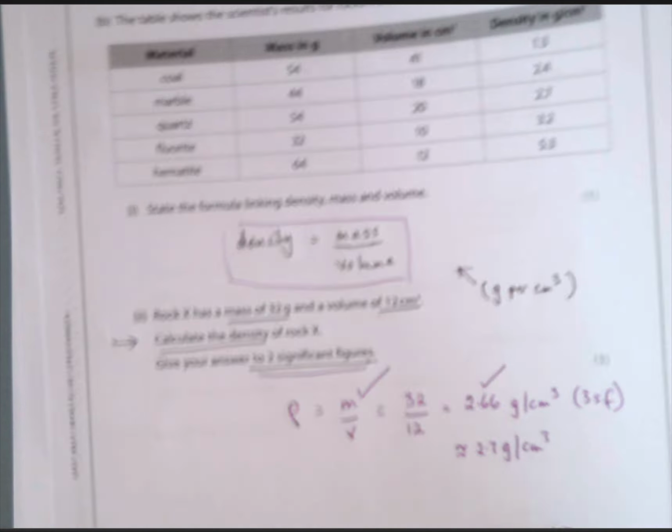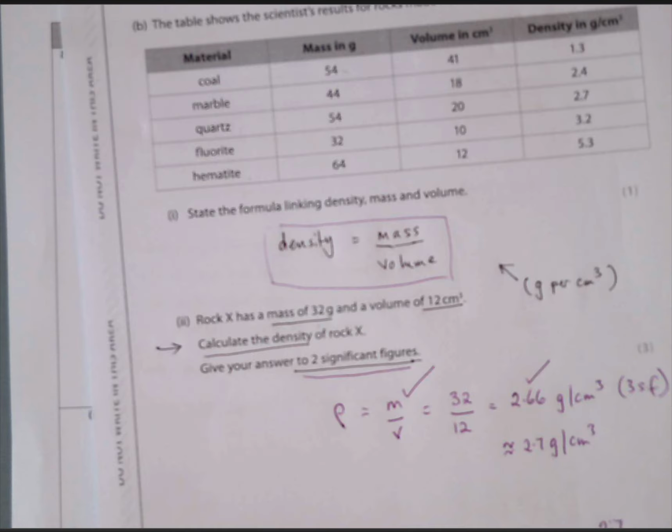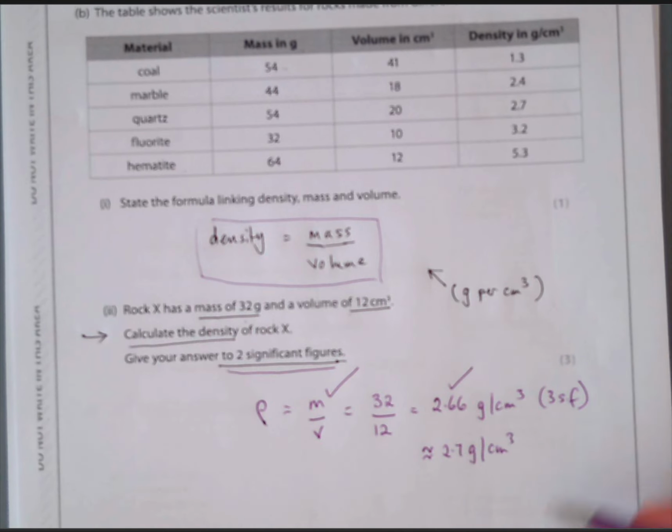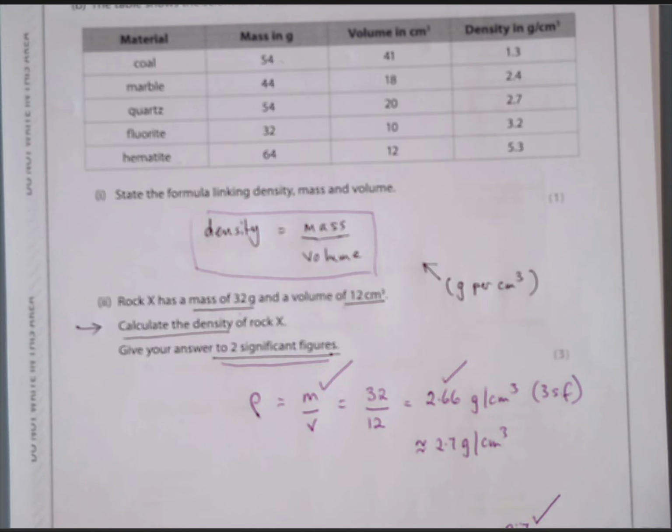So according to the mark scheme, you get 1 for putting them in the equation, 1 for working it out, and 1 for giving it 2 significant figures. So if you work it out correctly, 2.6, that'll get you 2 marks. If you don't put 2 significant figures, you will only get the 2 marks.